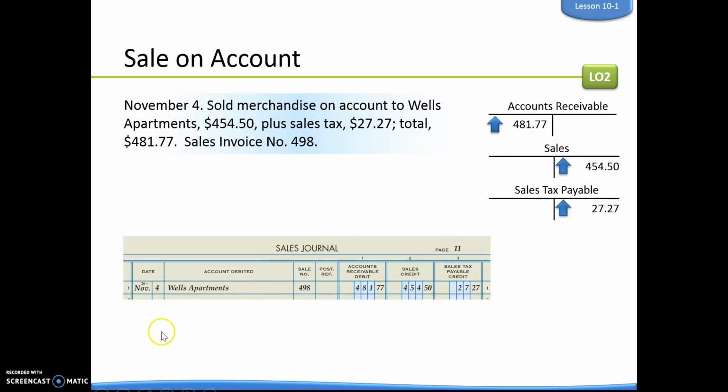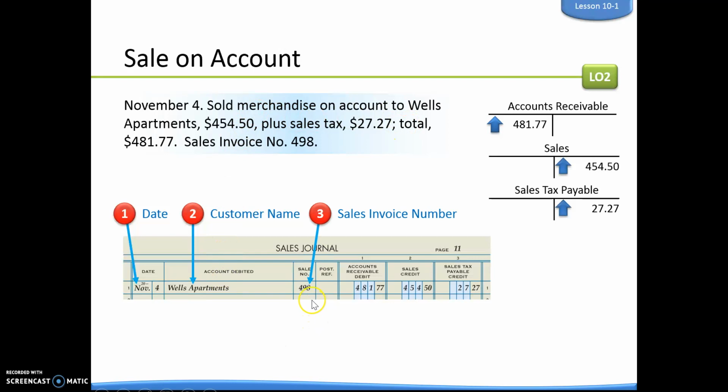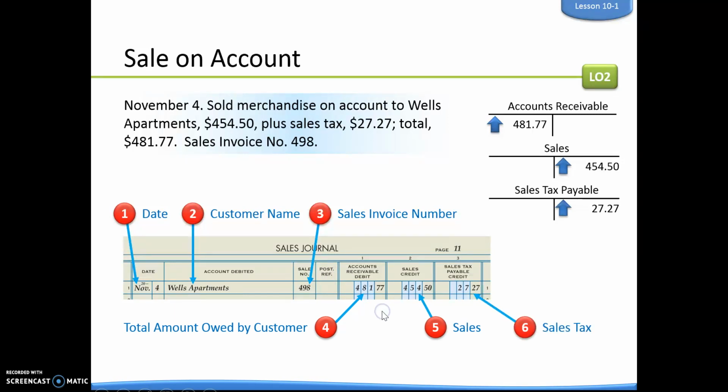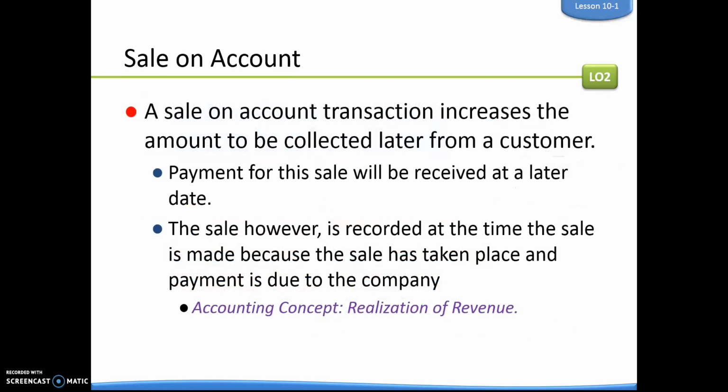Here you can see in our sales journal, we put our date, we put our account that gets debited, which of course is who we sold to, which was Wells Apartment. We put our sales invoice number. Notice that we don't have to put an S for sales invoice because it already says sale number here. Our accounts receivable debit goes in, our sales credit, and our sales tax.